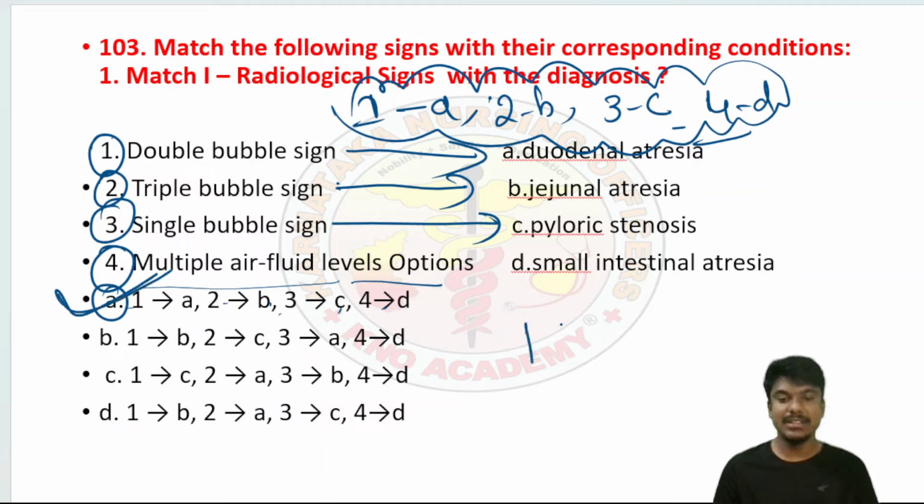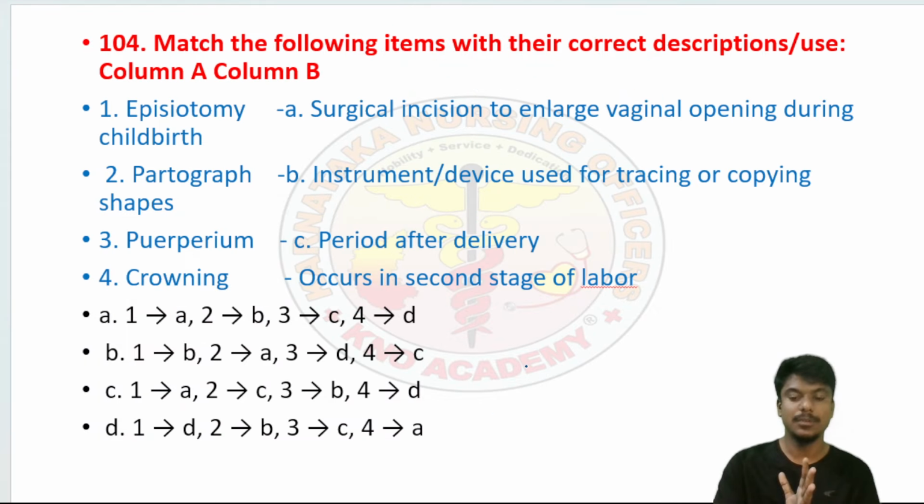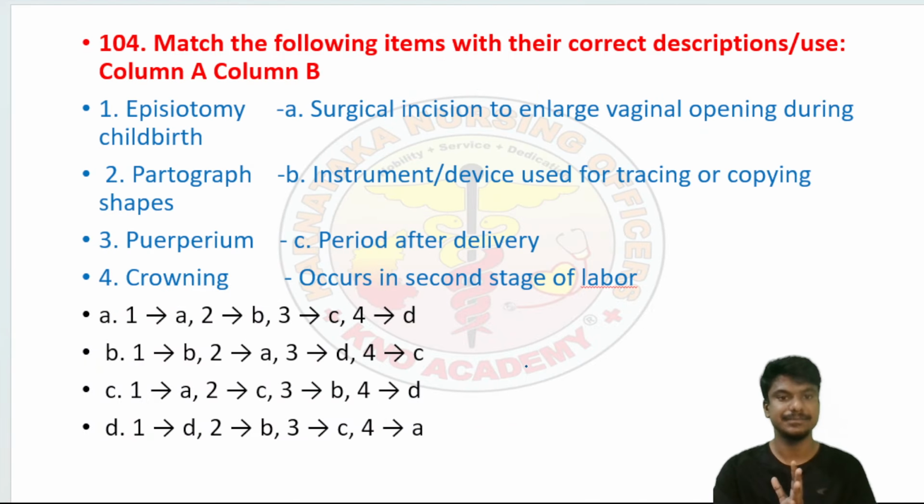Here, pyloric stenosis, as I told you, is an obstruction of the pylorus part of the stomach, that we call pyloric stenosis. If you take an X-ray, there will be a bubble sign. A single bubble sign is seen in the X-ray. So I think option A is the right answer.